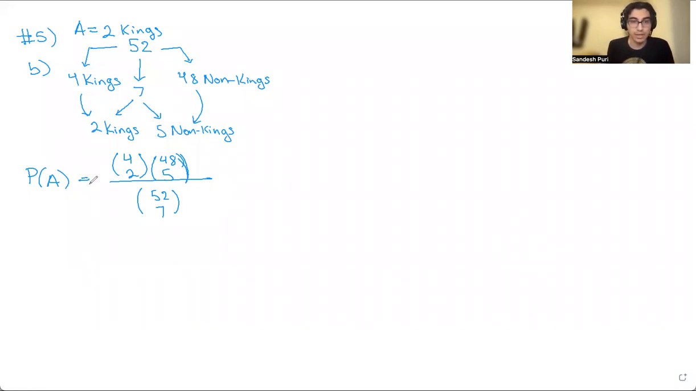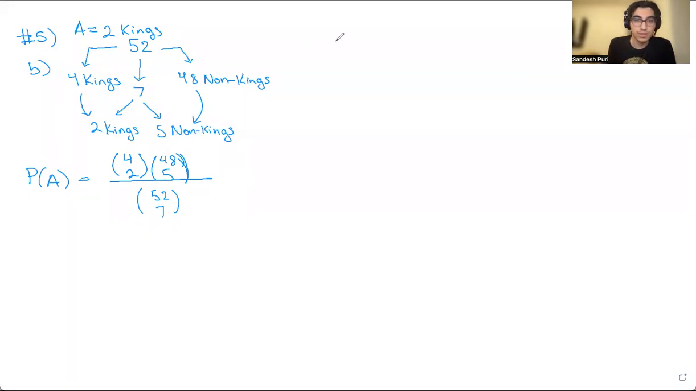Okay, and this is it. This is the probability of getting exactly 2 kings. Of course, you can calculate the numerical value, but this is sufficient for understanding.